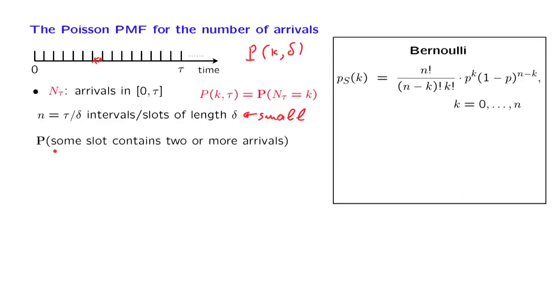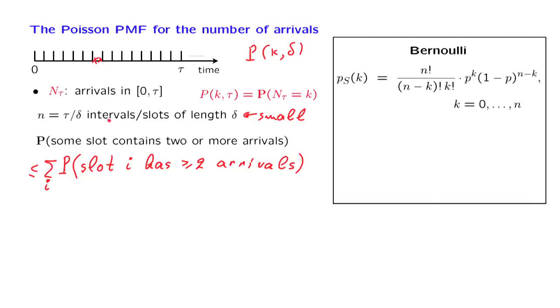Let us look at the probability that some slot, that is any one of the slots, contains 2 or more arrivals. That is, we're dealing with the union of the events that slot i has 2 or more arrivals. This event is the union of these events, and therefore the probability of this event is less than or equal to the sum of the probabilities of the constituent events. This is an inequality that we have seen at some point in the past, and we're calling it the union bound. Now, what is this summation?